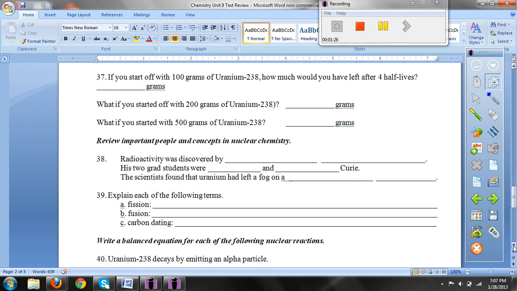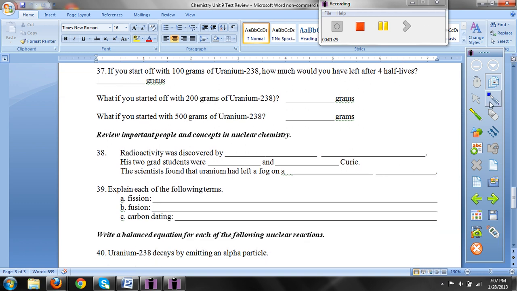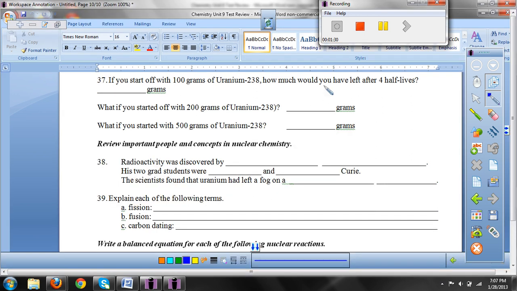Next setup says if you start off with 100 grams of uranium-238, how much would you have left after 4 half-lives? So the easiest way to do that is to go from 100 down to 50, and that was your first half-life. 50 down to 25, and that was your second half-life. 25 down to 12.5, that's your third half-life. And 12.5 down to 6.25 grams is your fourth half-life. So you would have 6.25 grams.